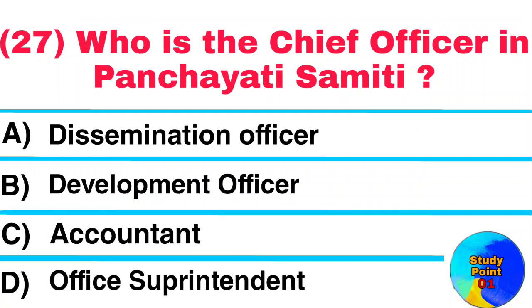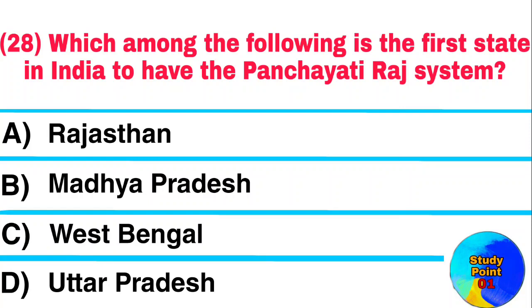Question. Who is the Chief Officer in Panchayati Samiti? A. Dissemination Officer. B. Development Officer. C. Accountant. D. Office Superintendent. Answer. Development Officer. Question. Which among the following is the first state in India to have the Panchayati Raj system? A. Rajasthan. B. Madhya Pradesh. C. West Bengal. D. Uttar Pradesh. Answer. Rajasthan.